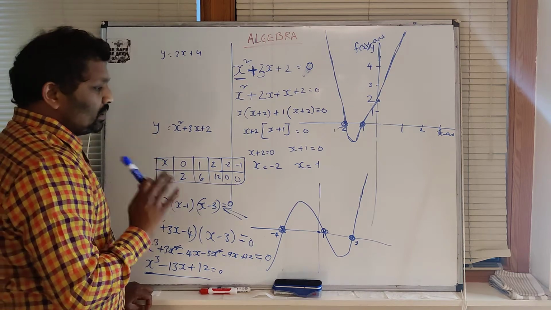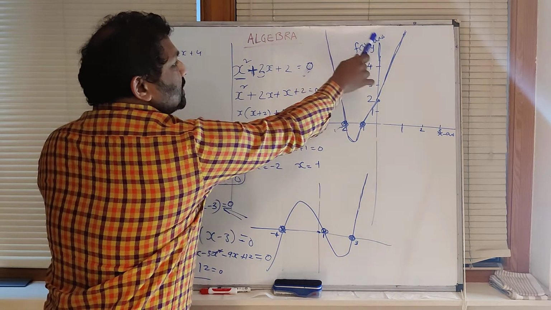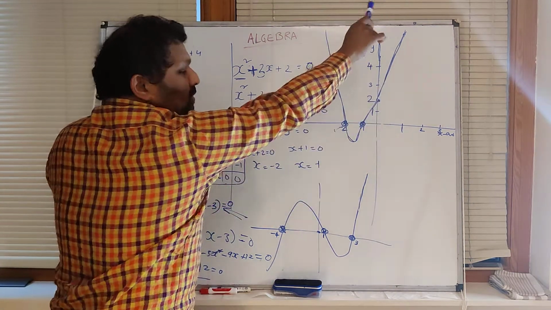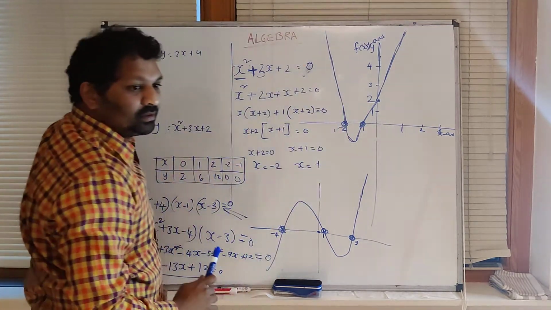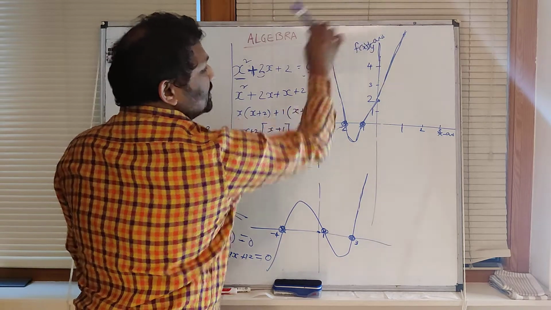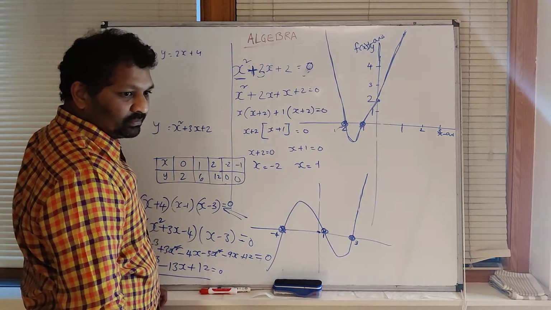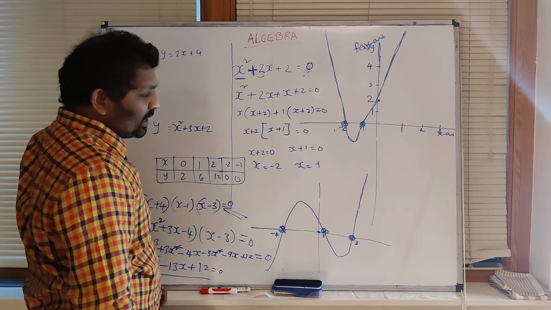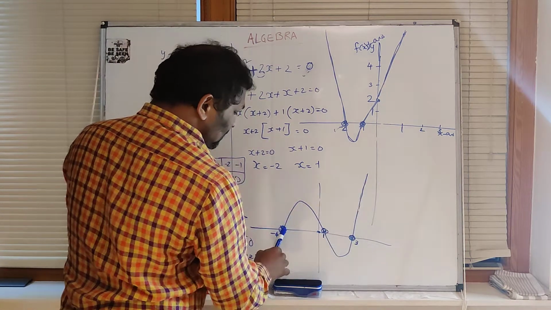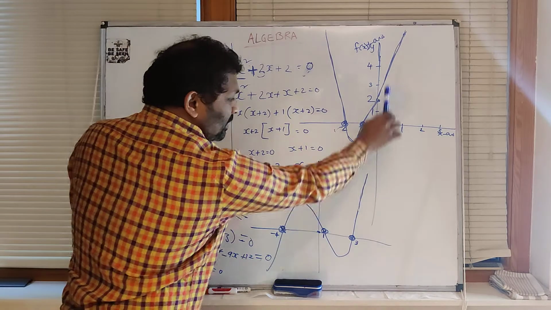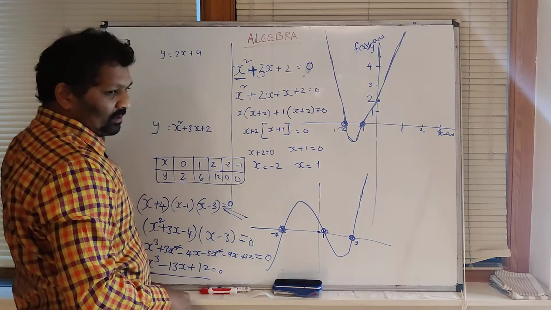Compare this equation with this graph. This is the right arm. This is the left arm. Both arms are facing up. Here, this is the right arm and this is the left arm. The right arm is going up and the left arm is going down.